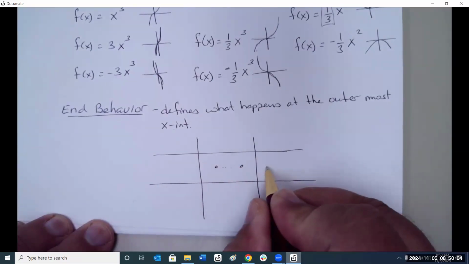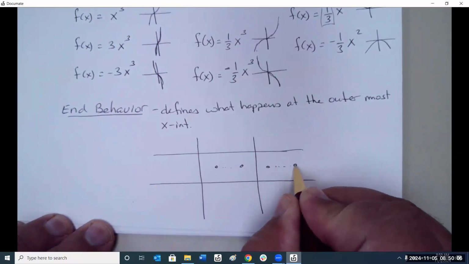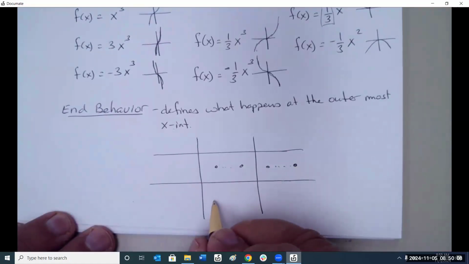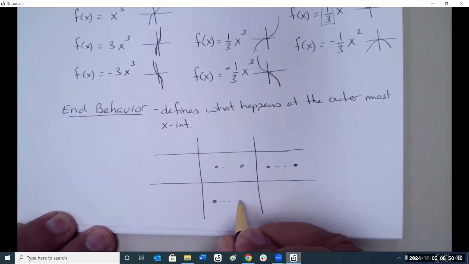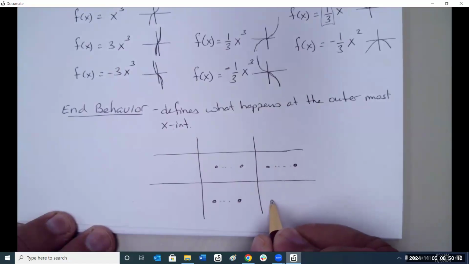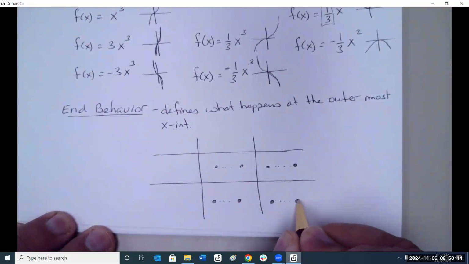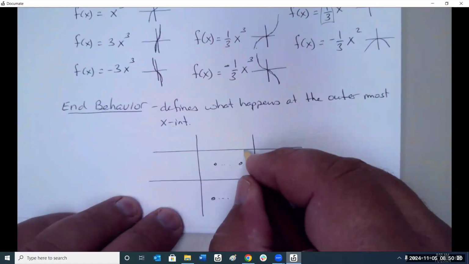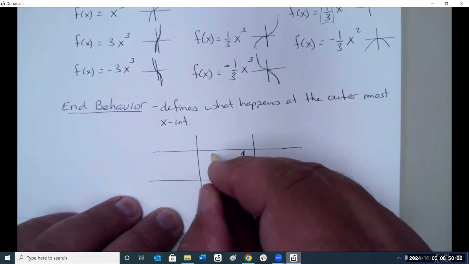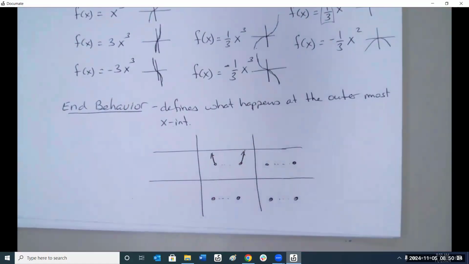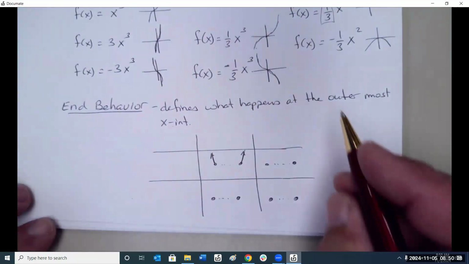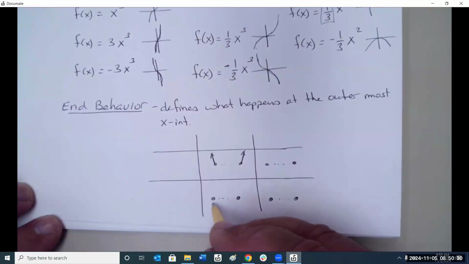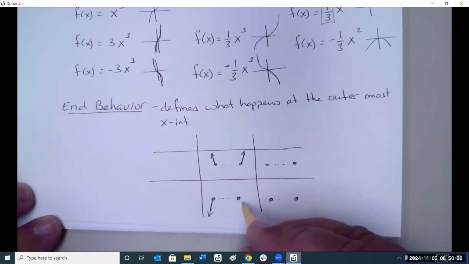We don't know what happens in the middle. These are the outermost x-intercepts, these solid dots. We don't know what happens in the middle. They can both go the same direction, up, or they can both go the same direction, down.